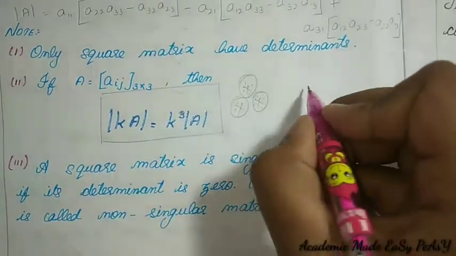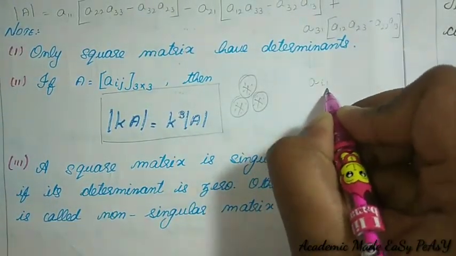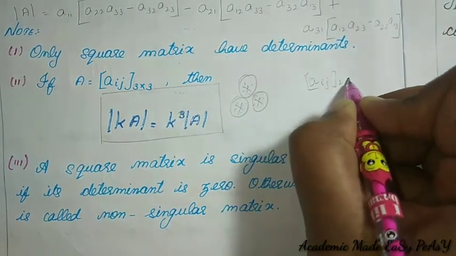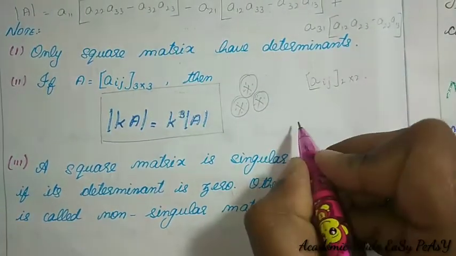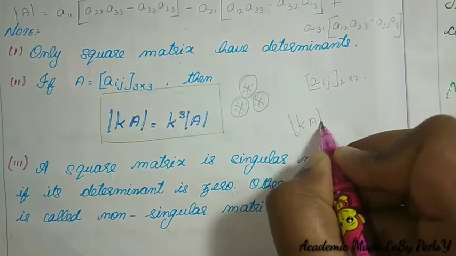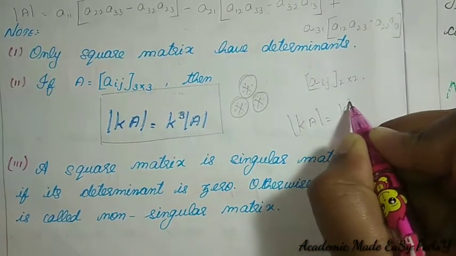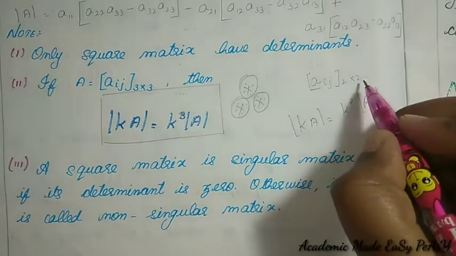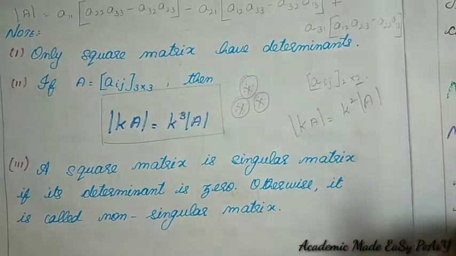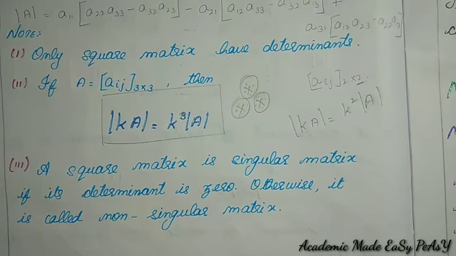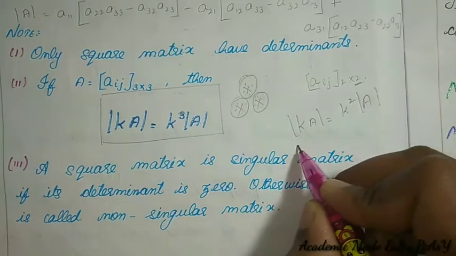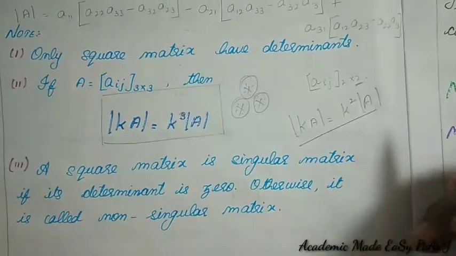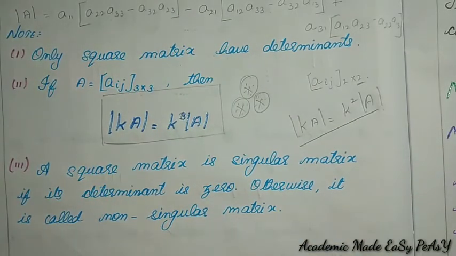This is a formula. And what if we have Aij as a 2 by 2 matrix? Then determinant of KA is equal to K square into determinant A. That's it. Whatever order you have, substitute it in the power of K when you take it out of the determinant. That's it. We will also learn this in the exercise, and this is one of the important formulas. Make a note of it.